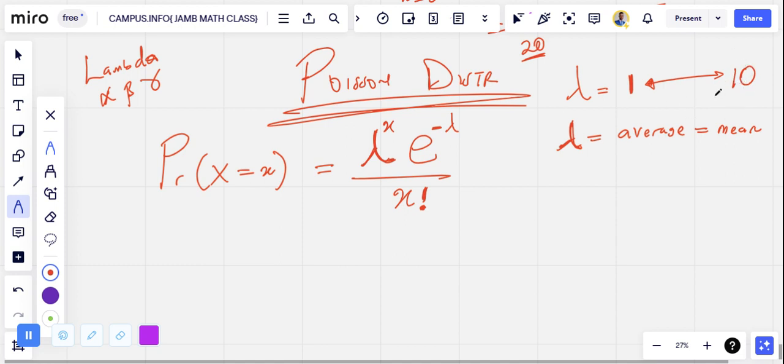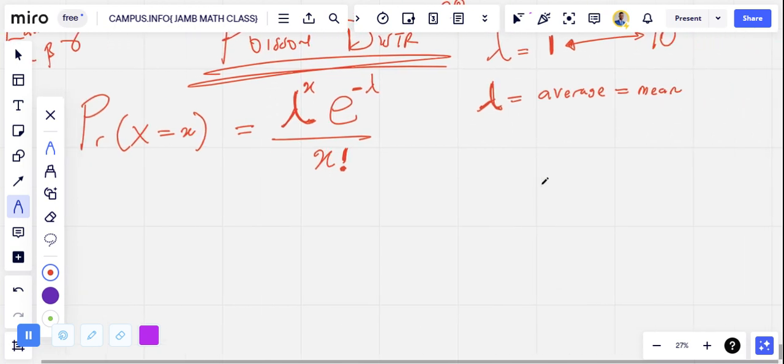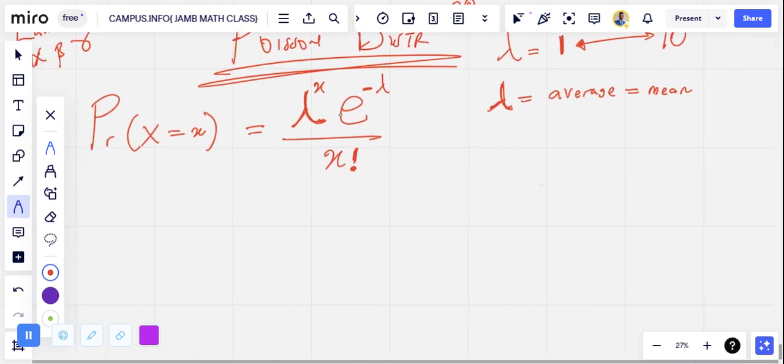But let's just put this in this range. If your own lambda goes beyond this 10, check your question very well. In that question, they will just tell you, say, an average of 4 minutes. I don't know whether you've seen something like that before, the petrol station, that was how they asked that question. They said at an average of 4 minutes or so. That average of 4 minutes simply implies that lambda is 4. It can never go beyond this 10.